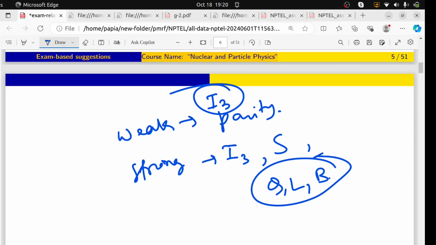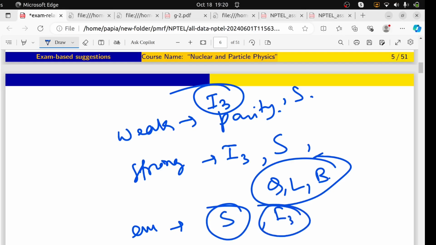Now for weak interaction, I3 is violated. Strangeness is also violated. Sometimes strangeness is not even conserved anymore. But for the EM case you can see strangeness is always conserved, but I3 might be conserved or might not be conserved.